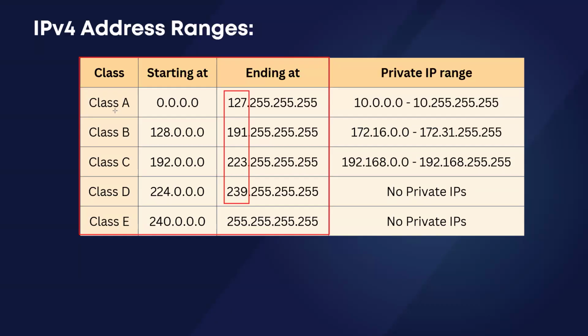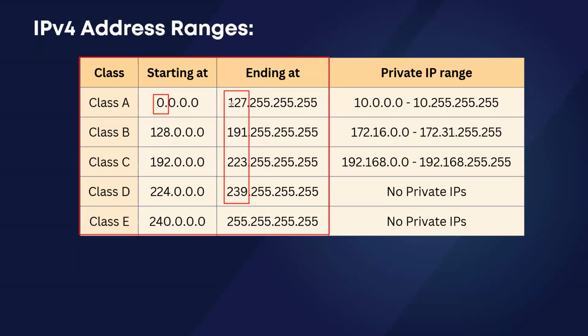For each of these classes, you have to just remember these numbers as mentioned. For each class, there's a starting range and an ending range. Class A 0 to 127, class B 128 to 191, class C 192 to 223, class D 224 to 239, and class E 240 to 255.